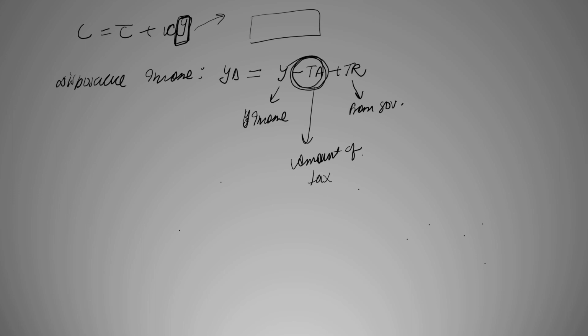You cannot spend your entire income on something and then forget to pay your tax. You'll have to pay tax, in fact, in the very beginning. Also, you can add your transfer revenue which you may receive from the government. So your YD becomes Y plus TR minus TA.